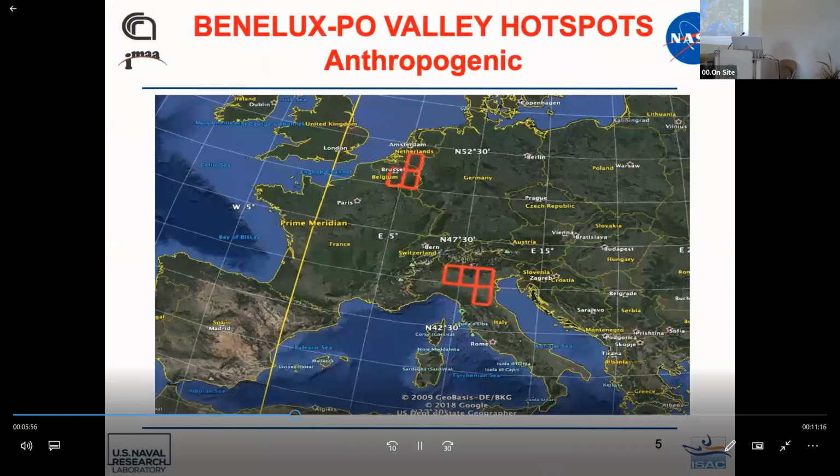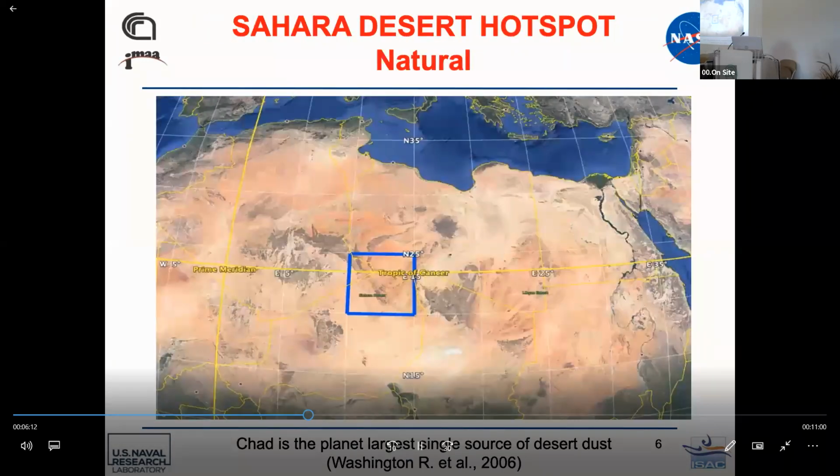So those are the anthropogenic hotspots. We can see in the north a very industrialized region, as well as the Po Valley. Then in contrast to those highly anthropogenic regions, we have the Sahara Desert, that is, in Chad, the planet's largest single source of desert dust. So it is the largest natural source of natural aerosols.